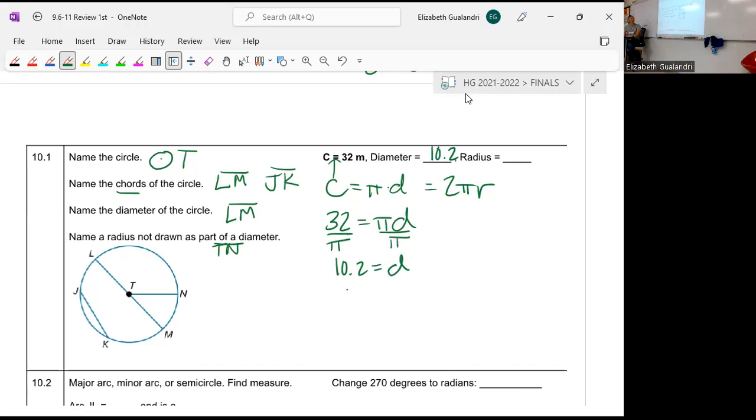And then if you have the diameter, you divide that by 2 to get your radius, and your radius would come out to 5.1.